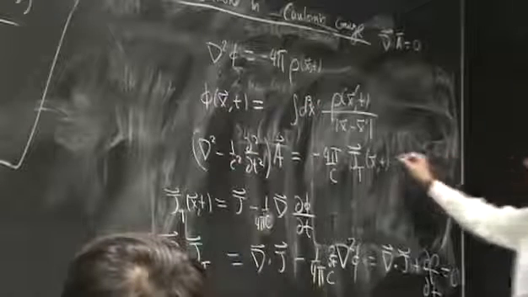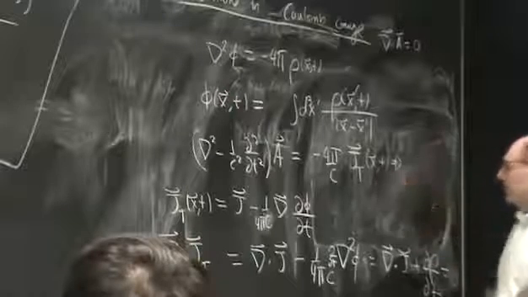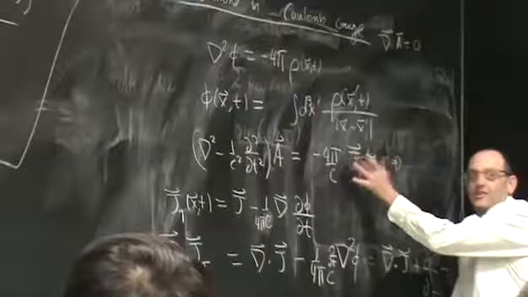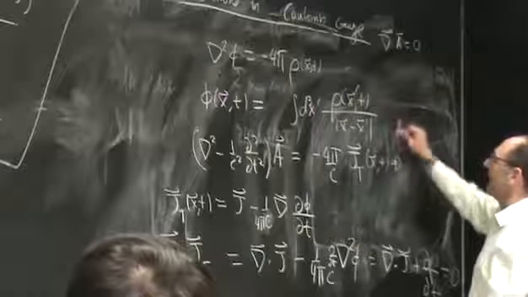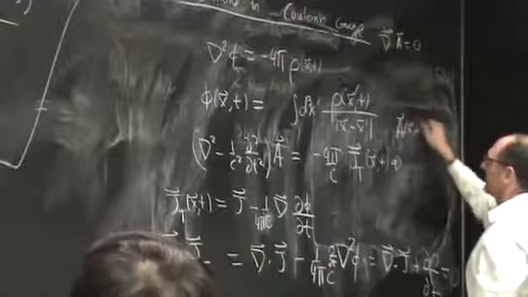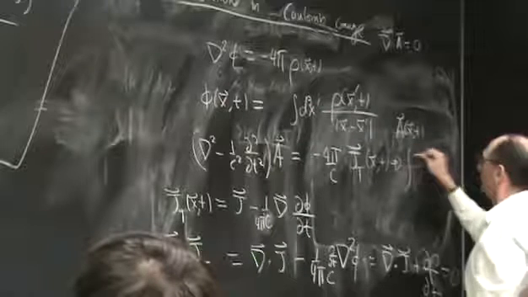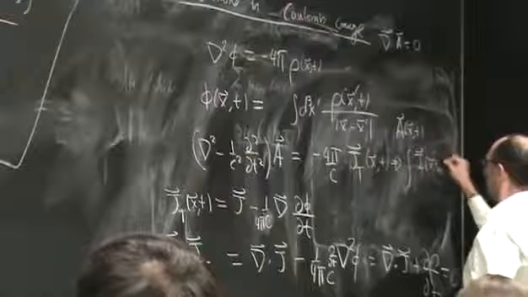This solution does have the retarded time, but in a way that depends on this funky transverse thing. So this says that A is equal to the integral of j transverse at the retarded time.